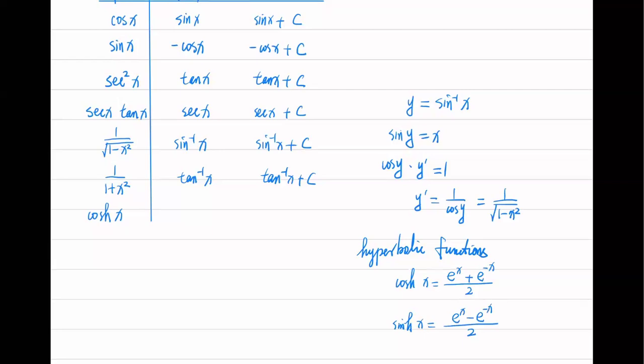Okay, so we call this one hyperbolic cosine, this one hyperbolic sine. Okay, Sophia, what's the antiderivative of hyperbolic cosine? Something whose derivative is this. Okay, we can check this one. If you take a derivative, how do you take a derivative of this one? E to the x, what do you get? E to the negative x.